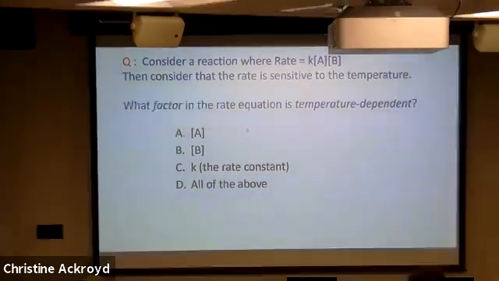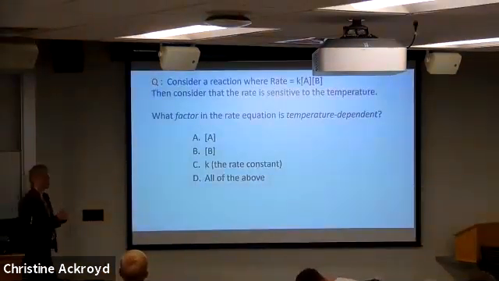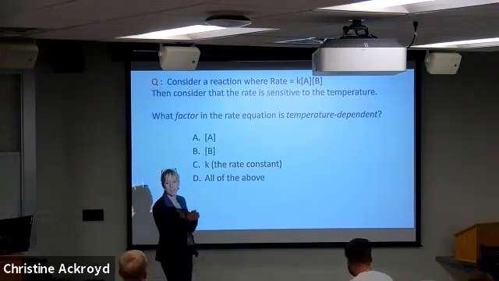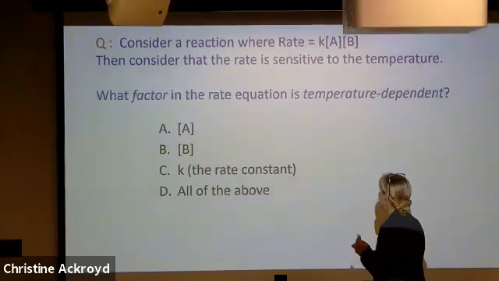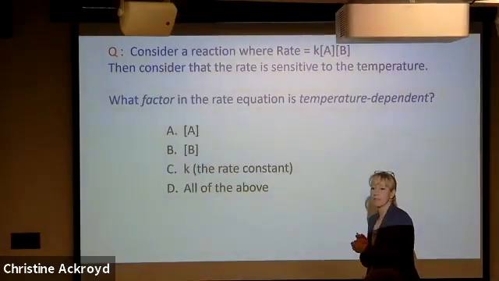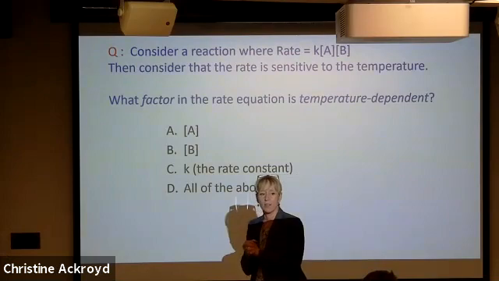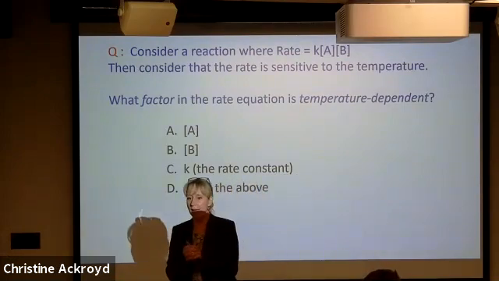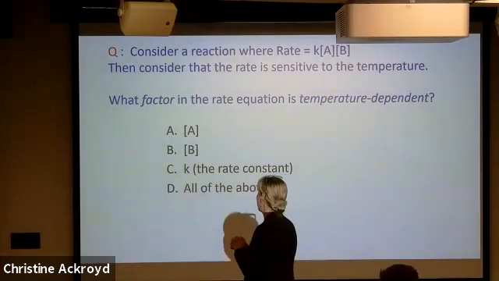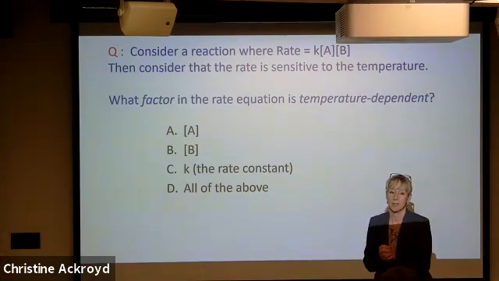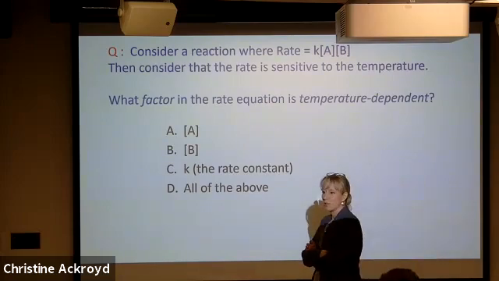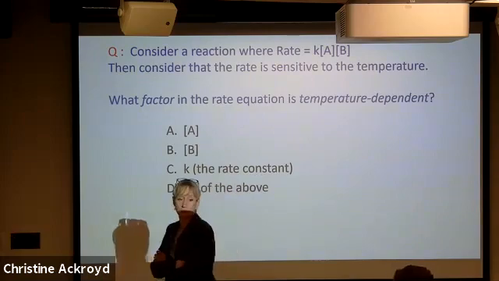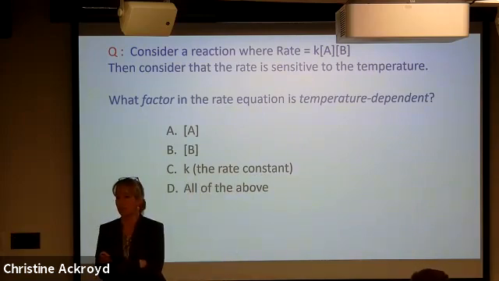Okay. So let's suppose we have a reaction that has starting materials A and B, and a product. The rate law says that the rate is first order with respect to A and first order with respect to B. Rates change when the temperature changes. So where does that come from? Which factor in the equation is temperature dependent?